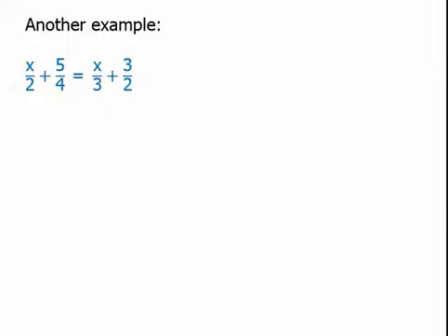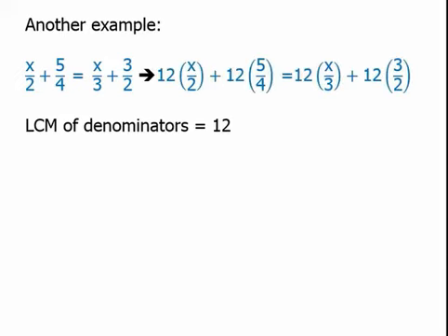Here's another example. For this one, we have denominators 2, 4, and 3. And so the least common multiple of these numbers is 12. So we're going to multiply both sides by 12. Each term is going to be multiplied by 12. And then we're going to simplify that.